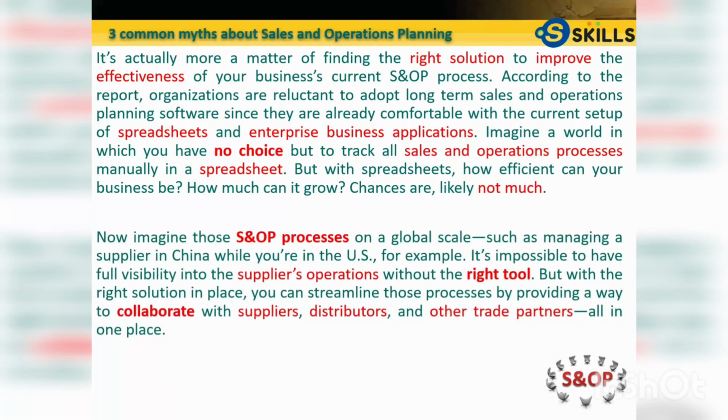Now imagine those S&OP processes on a global scale, such as managing a supplier in China while you are in the US. For example, it's impossible to have full visibility into the supplier's operations without the right tool. But with the right solution in place, you can streamline those processes by providing a way to collaborate with suppliers, distributors, and other trade partners all in one place.